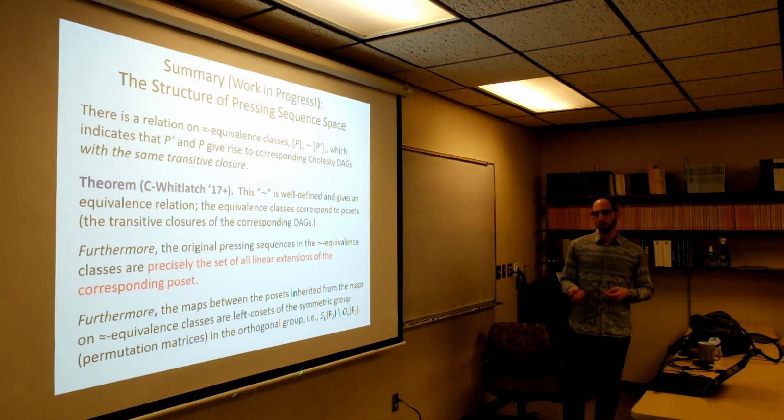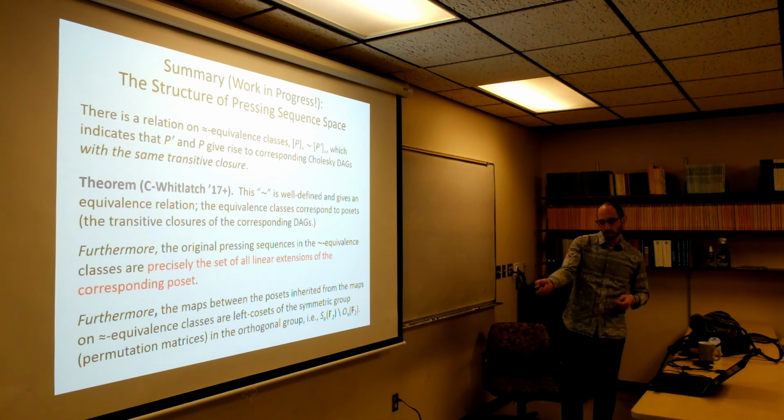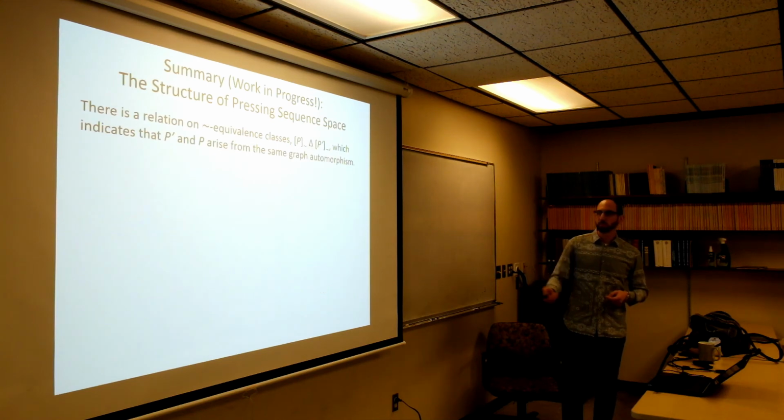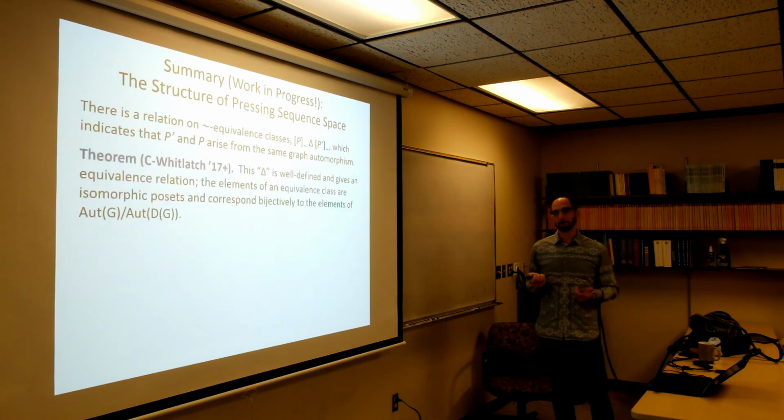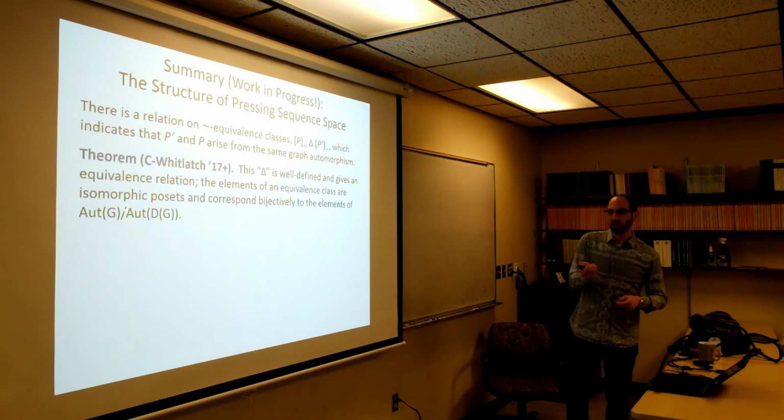Furthermore, maps between the posets inherited from the maps on these equivalence relations come from the left cosets of the symmetric group, I mean just the permutation matrices here, in the orthogonal group. That comes from that key equation. And then there's another equivalence relation, delta, triangle, which indicates that P prime and P come from the same graph automorphism, and it's well defined, and everything you can get by multiplying by an element of the appropriate quotient group gives you something that is one of these equivalence classes.